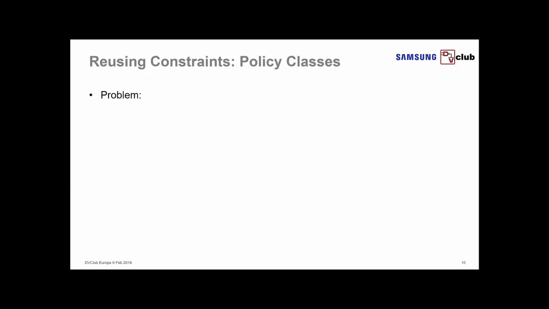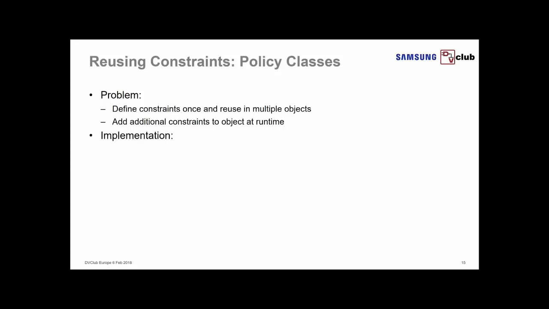Another useful trick is we may want to reuse constraints. If I want to define them one time and use them in multiple objects, you can use inheritance, but that can get cumbersome if you're trying to combine multiple sets of constraints in multiple ways. You may also want to add additional constraints to an object at runtime. You may not know in advance what constraints you want, so maybe there's some command line controls or some other testbench state that decides what constraints you want to enable or add.